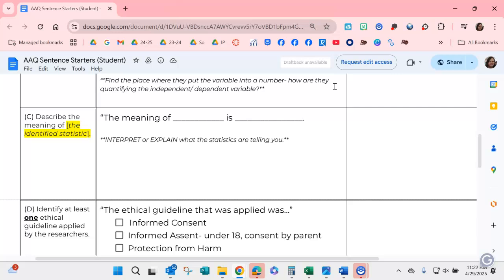I think on one of the ones you just did, it was, what is the meaning of the standard deviation being 10?